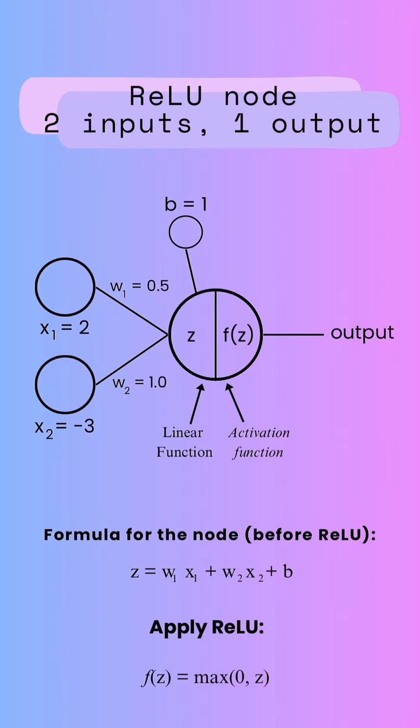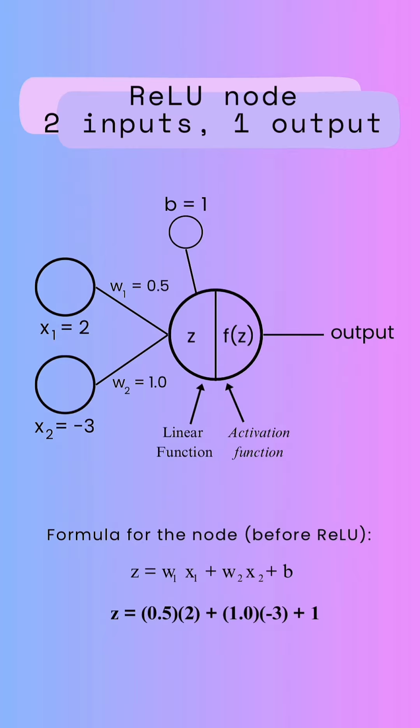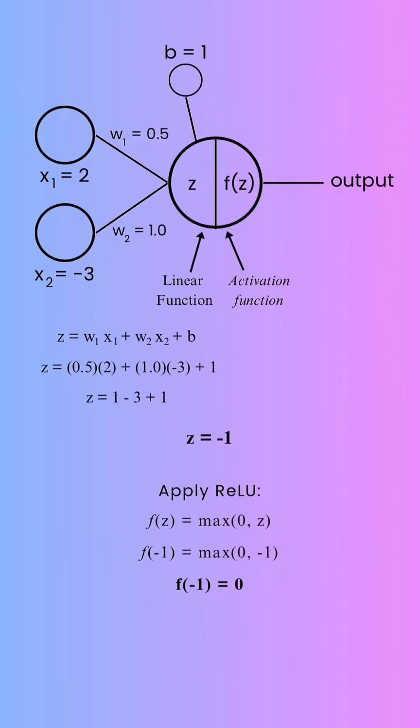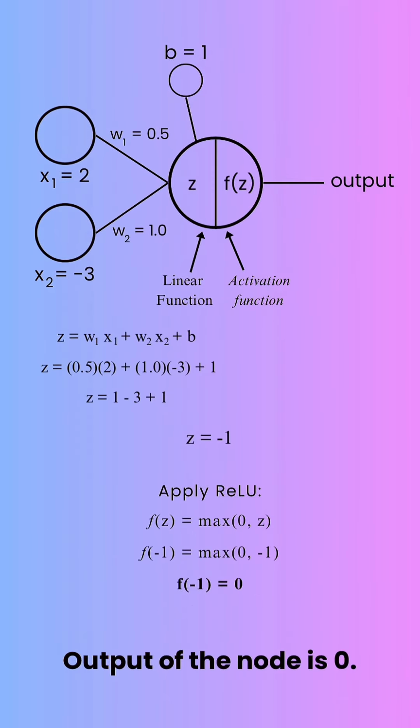If z is negative, the output is 0. If it's positive, it just passes through. So plugging in the numbers, x1 equals 2, x2 equals -3, w1 equals 0.5, w2 equals 1, and b equals 1. That gives us z equals -1. After ReLU, the output is 0.